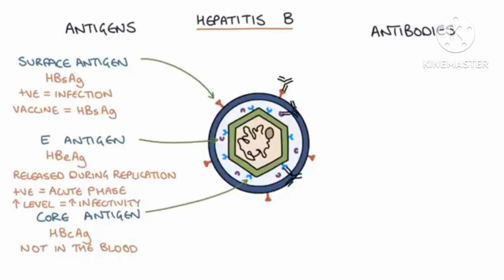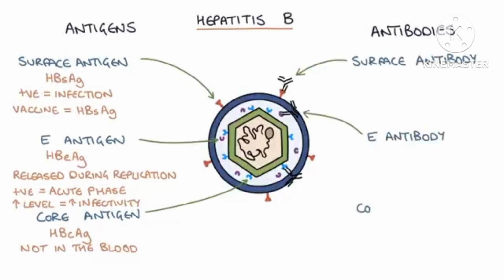Just as there were 3 antigens involved in the hepatitis B virus, there are also 3 antibodies that correspond to these antigens. So there's a surface antibody, an E antibody, and a core antibody.